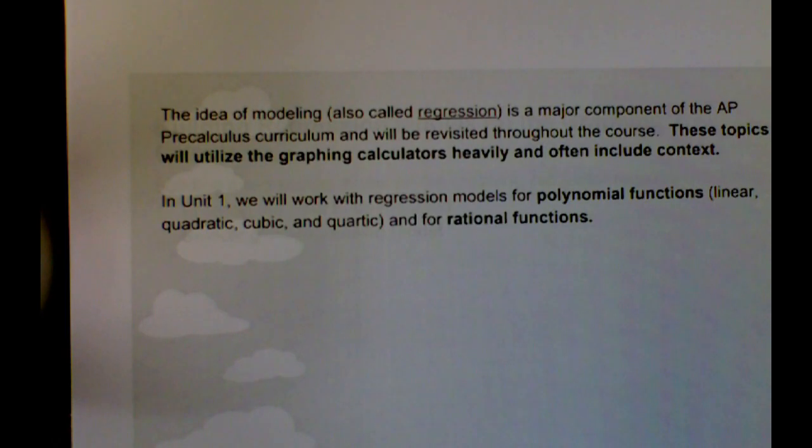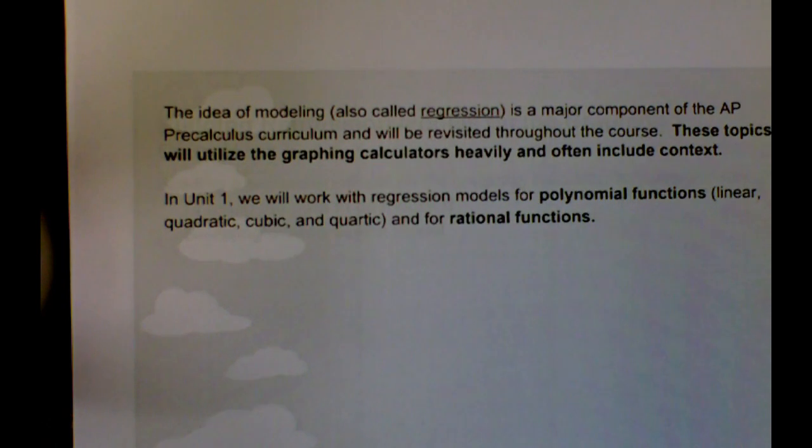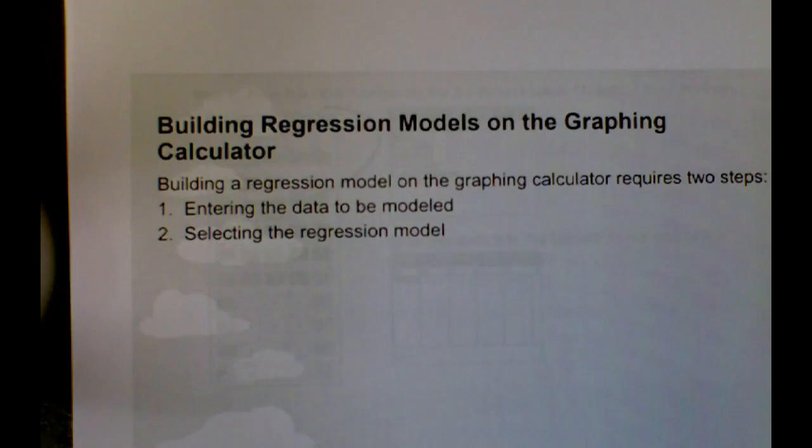In Unit 1, we're going to work with regression models for polynomial functions, linear, quadratic, cubic, and quartic, which is a fourth power, and for rational functions. So building regression models on the graphing calculator requires two steps. Step 1 is entering the data to be modeled. Step 2 is selecting the regression model. That's all we're going to have to do to find a model for these functions.